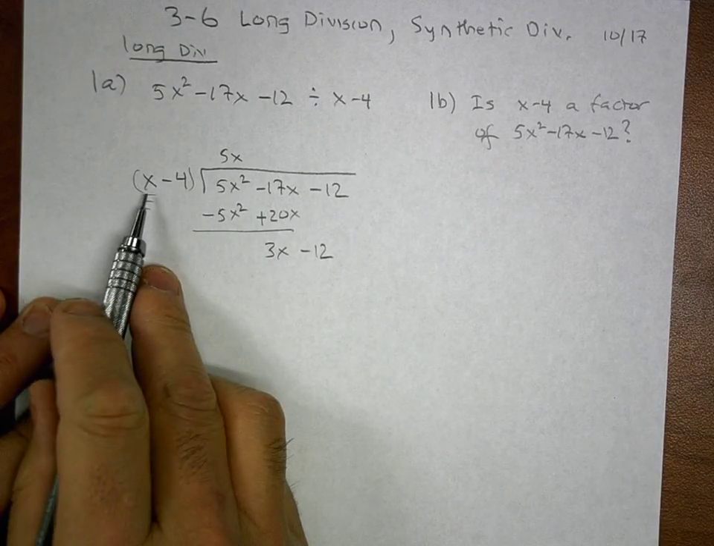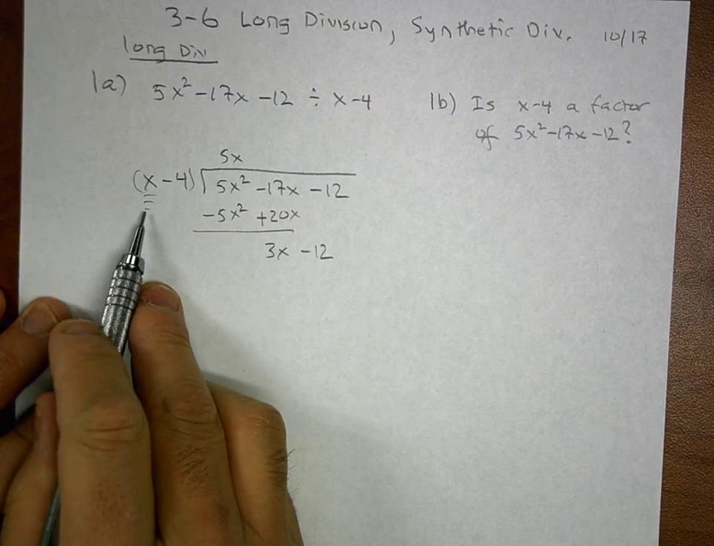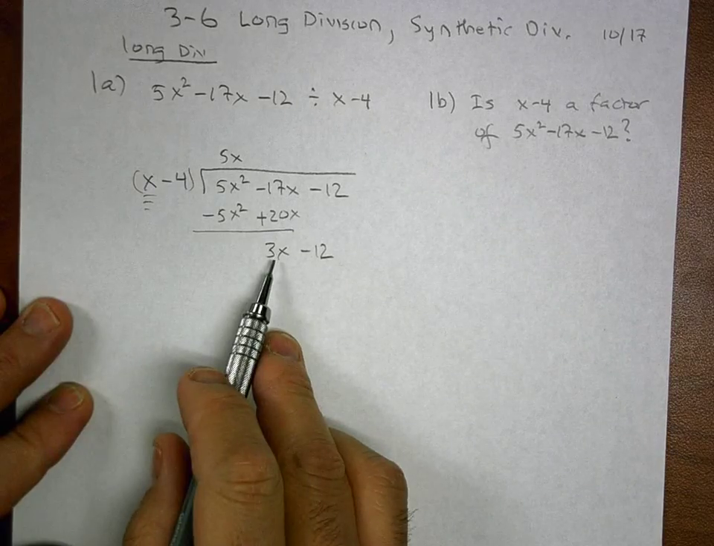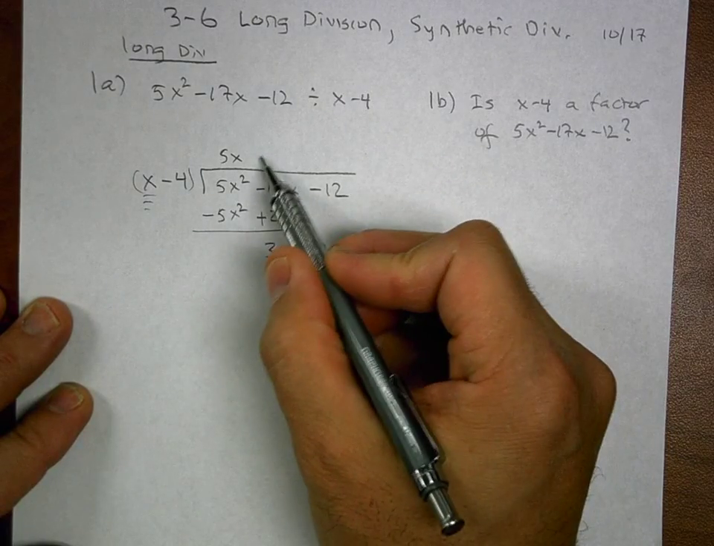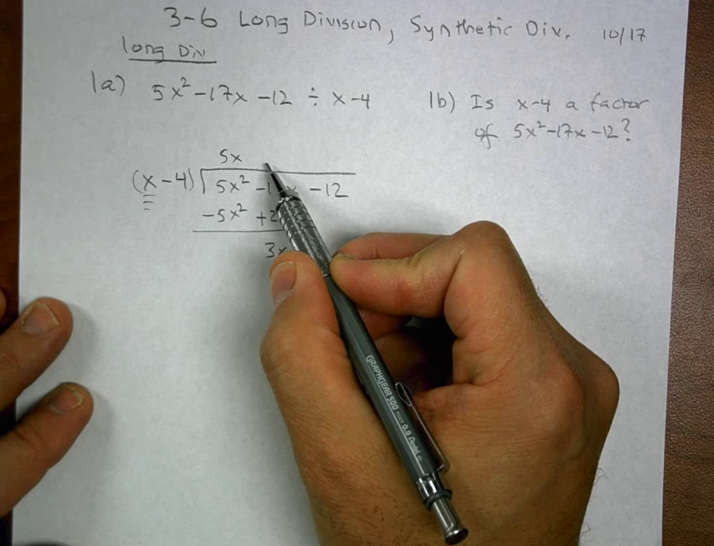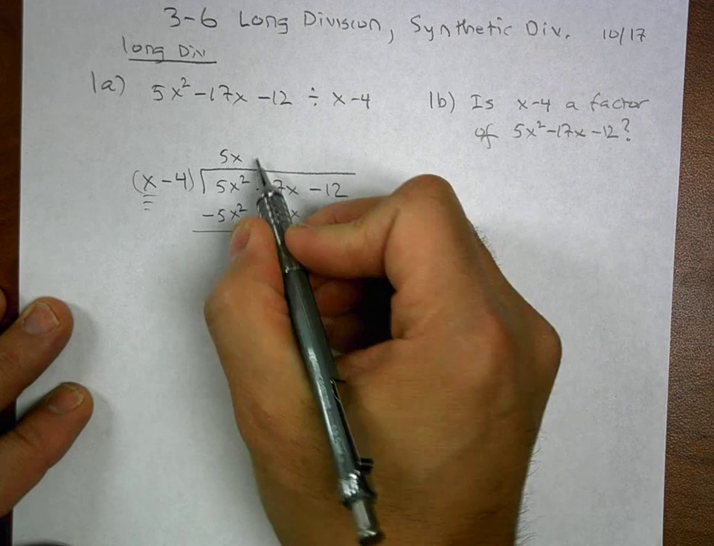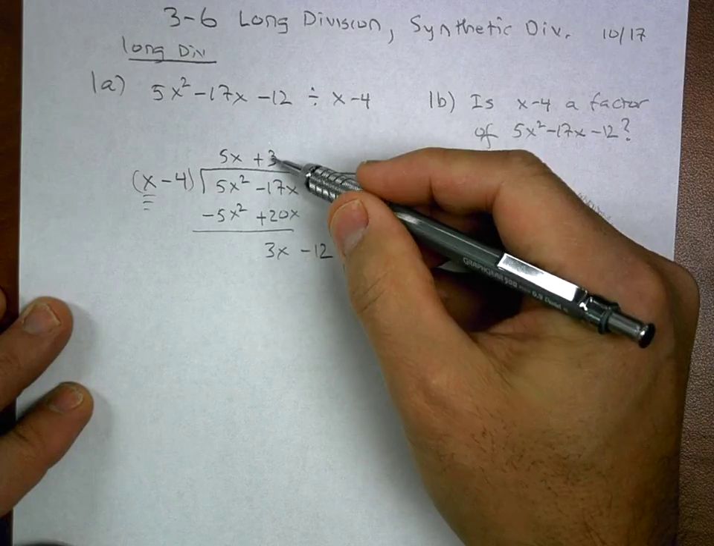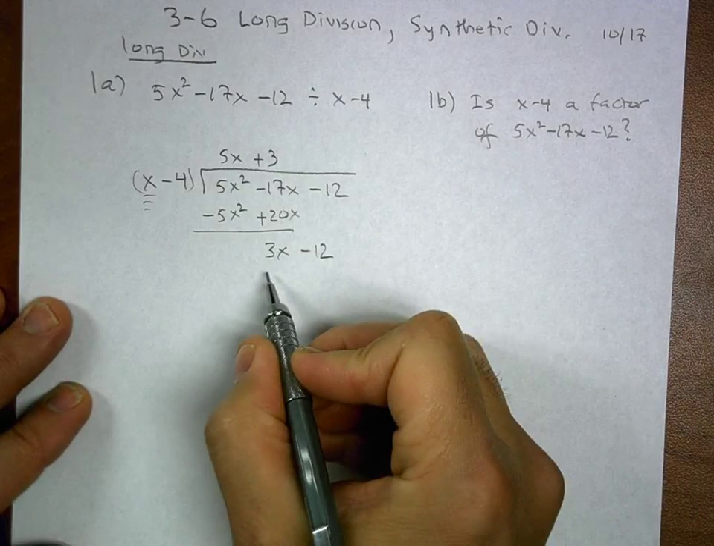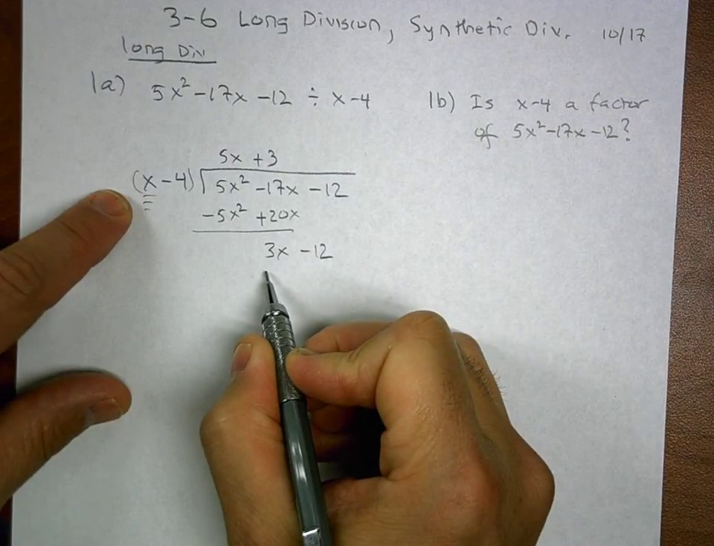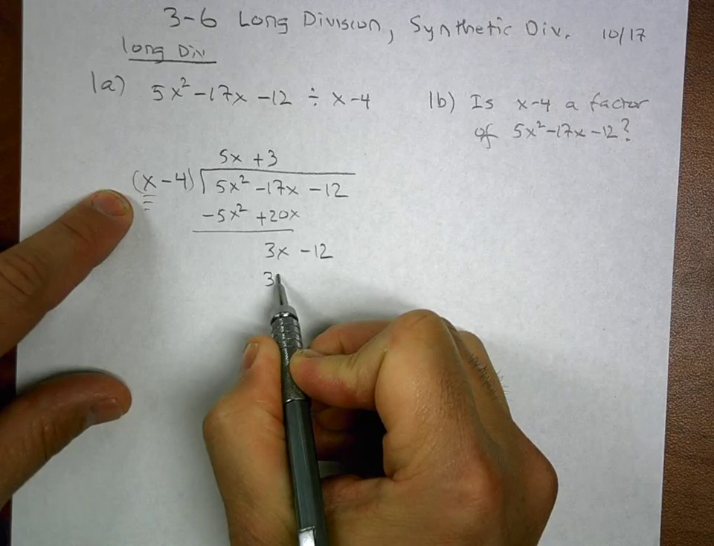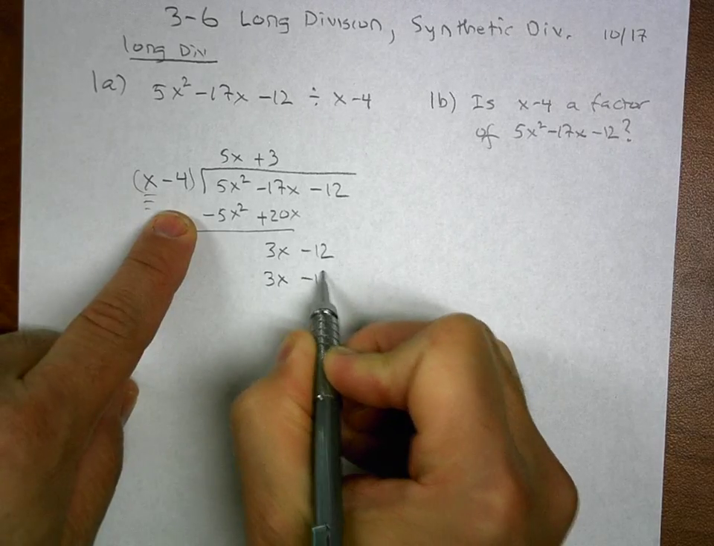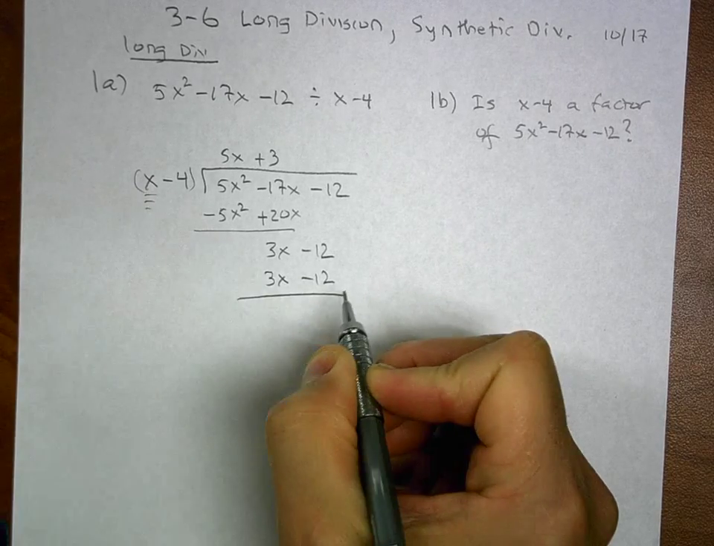Okay, so what do you have to multiply this x by to get 3x? 3. Do I just put 3 up there? No, we put positive 3. So plus, so positive 3. Okay, so it goes in there 3 times. Let's multiply it. So make sure you distribute, but we get what? 3x minus 12.